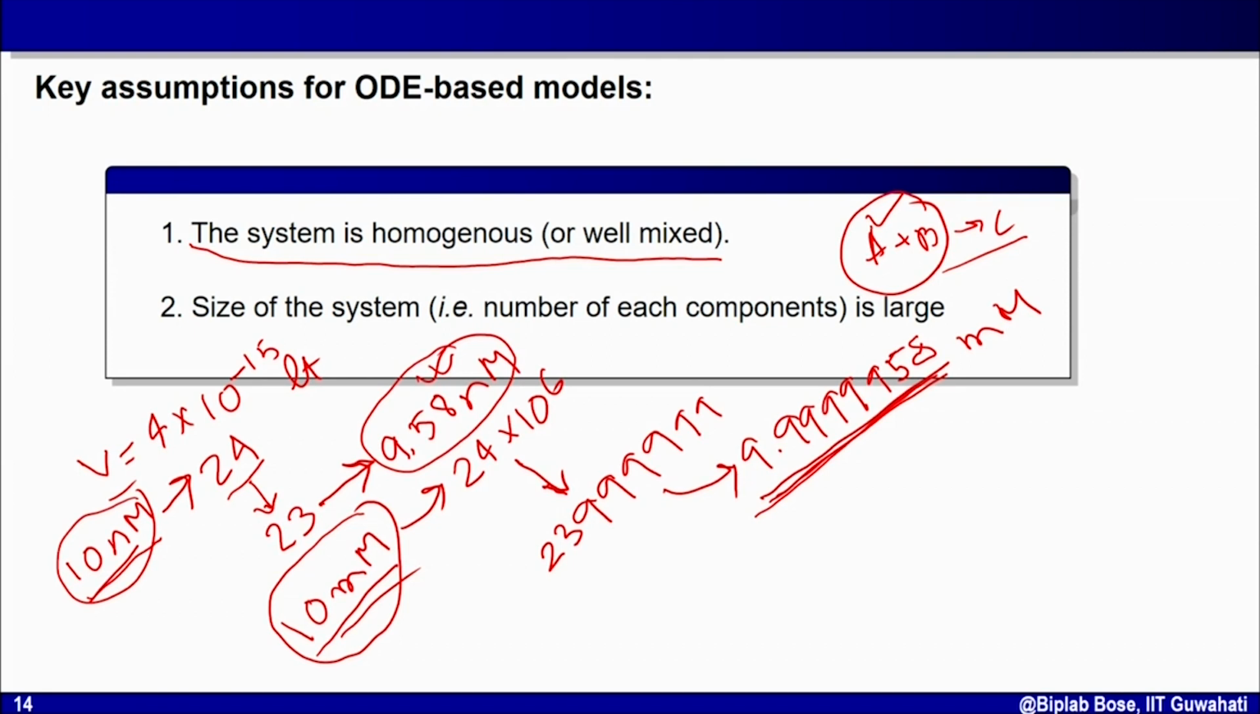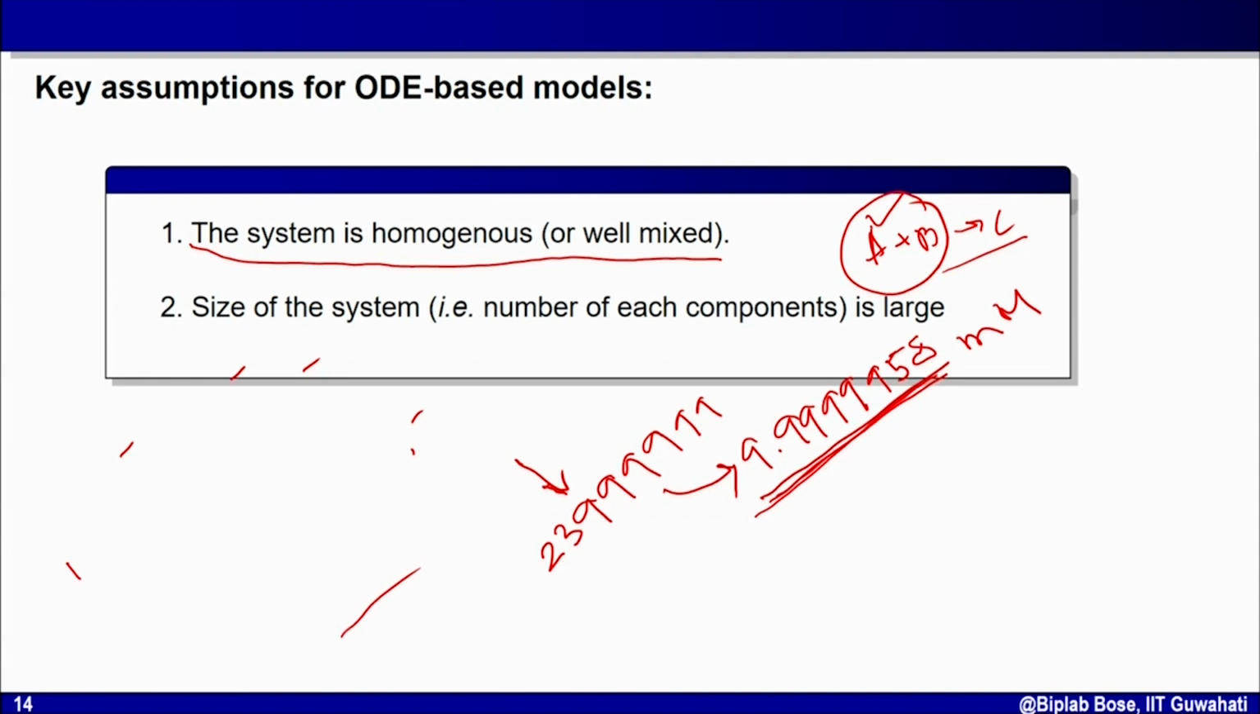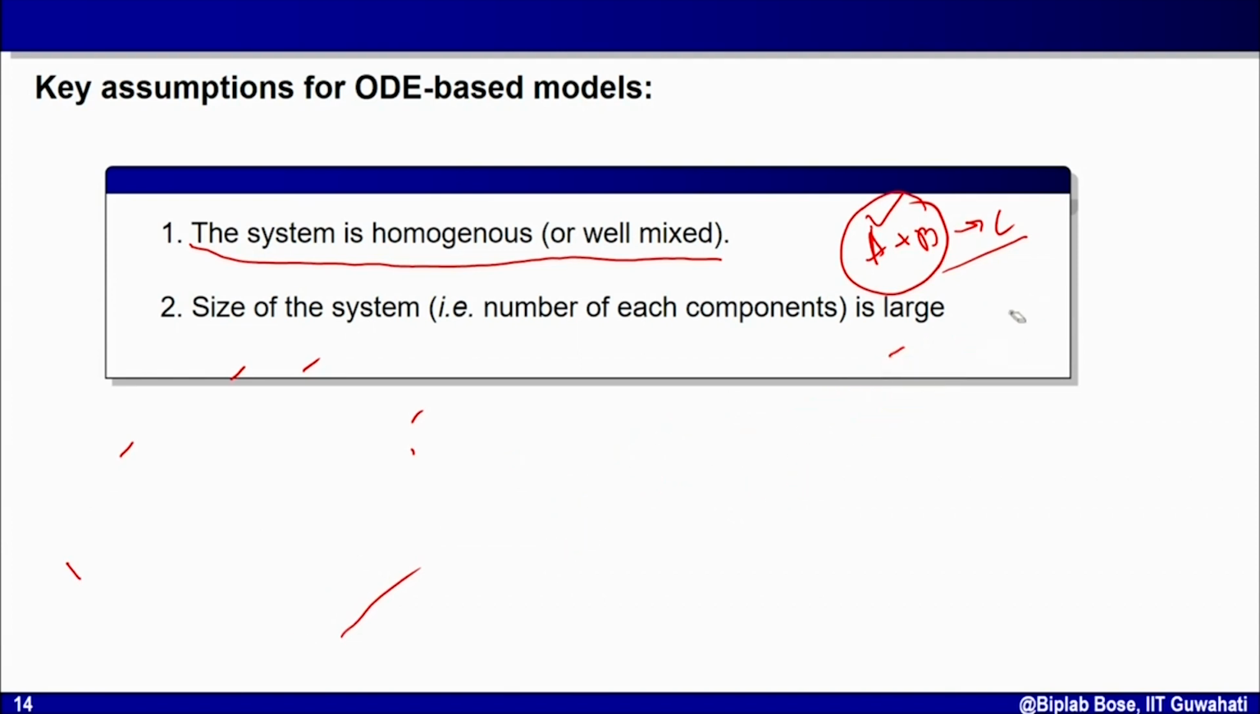So the two key issues here that we have to remember are that the system has to be homogeneous or well mixed so that all molecules or all elements can interact with each other freely, and the size of the system, number of molecules, number of people, number of bacteria, that is, all the elements involved in the process, should be large in number.